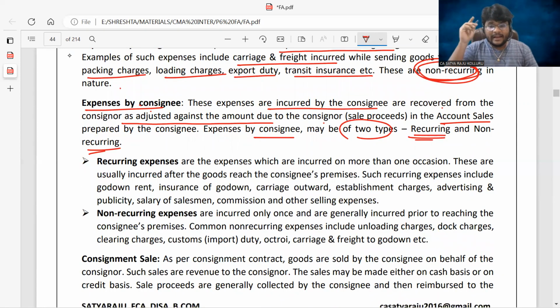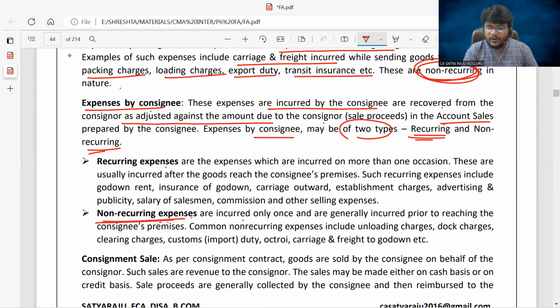Recurring expenses, in our scenario, means expenses which are incurred by the consignee after reaching of such goods to his premises. Non-recurring expenses means those expenses incurred by the consignee before reaching of such goods to his premises. Now, first let us check the non-recurring expenses.